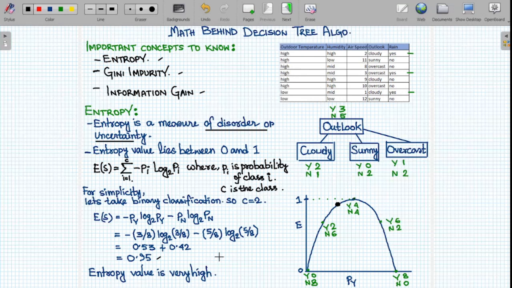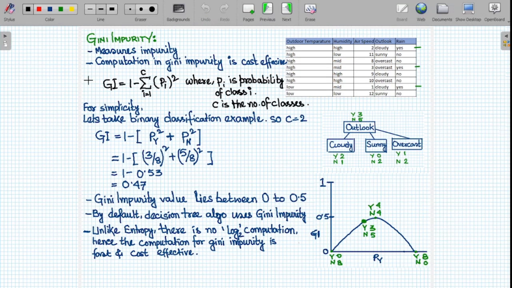Now, as we have understood how to evaluate the entropy value, let's go and understand what Gini impurity is and why we need it. Like entropy, Gini impurity also measures the impurity in the dataset. We can compute Gini impurity with the help of the formula 1 minus the summation of i equal to 1 to c of pi squared, where pi is the probability of class i and c is the number of classes. We have taken the same example as entropy. Now let's calculate Gini impurity for this dataset.